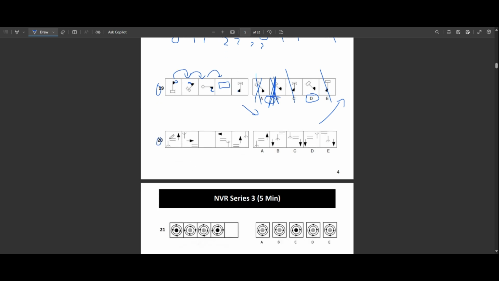Question 20. This equals sign is in the middle, then bottom right, then something, and then middle again.